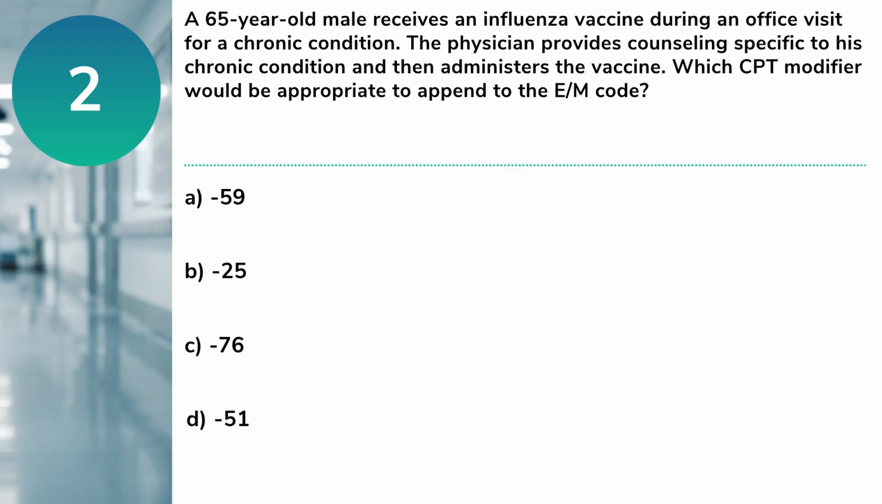Question 2. A 65-year-old male receives an influenza vaccine during an office visit for a chronic condition. The physician provides counseling specific to his chronic condition and then administers the vaccine. Which CPT modifier would be appropriate to append to the E/M code? A. -59. B. -25. C. -76. D. -51.